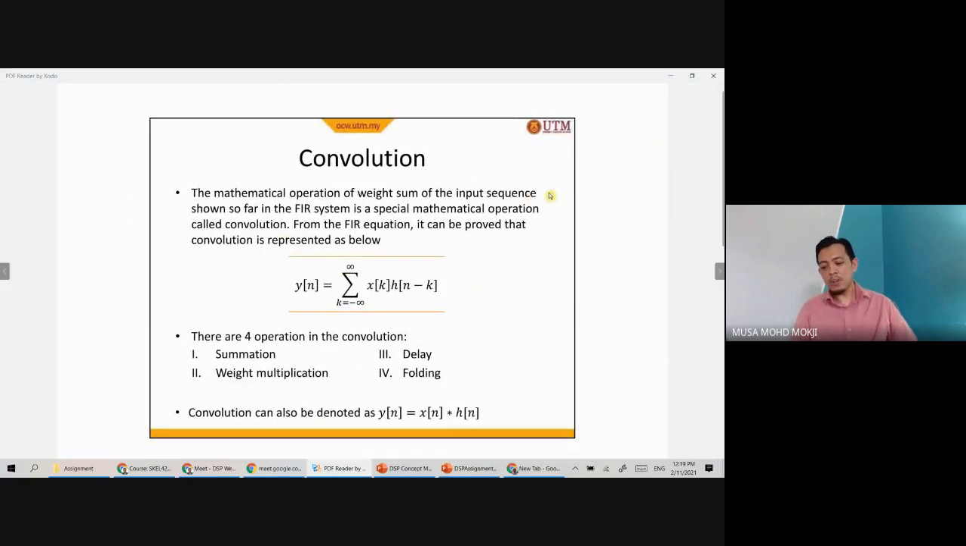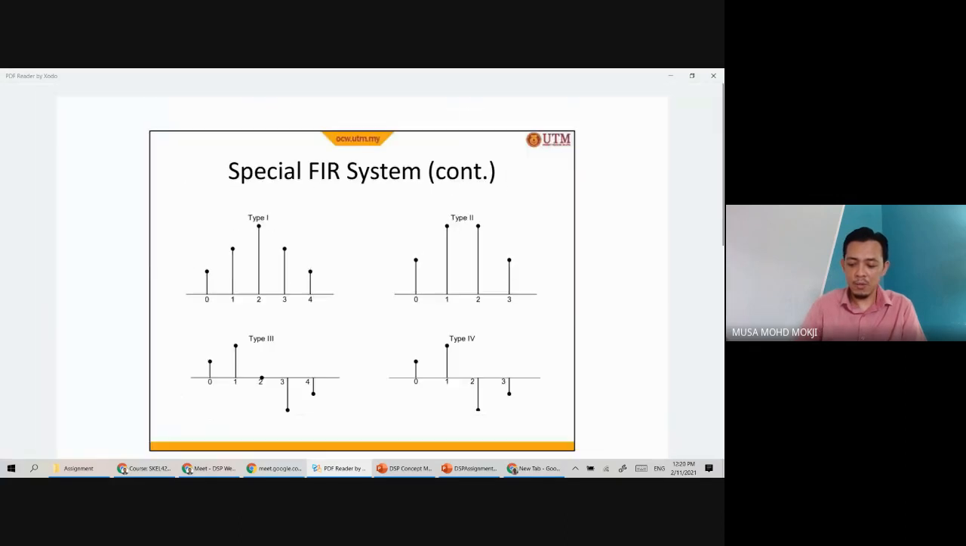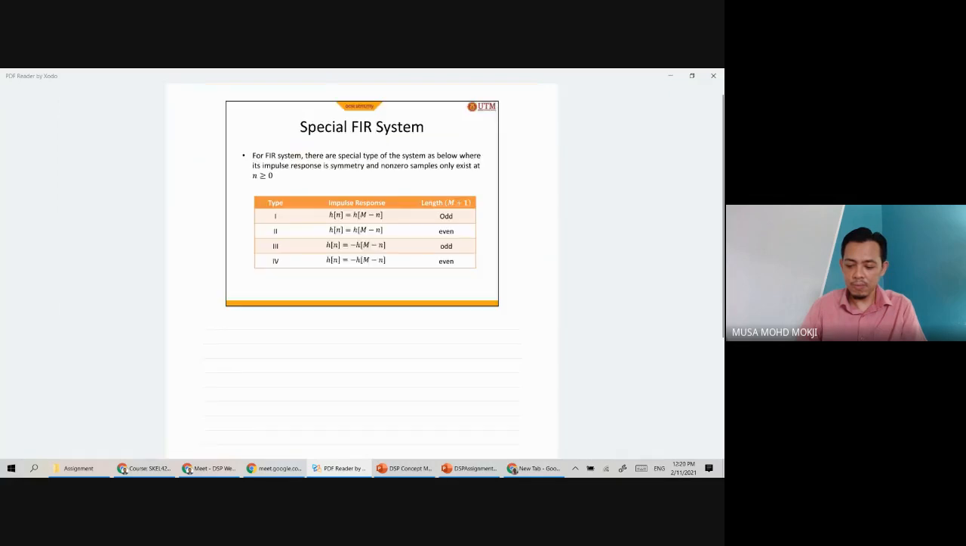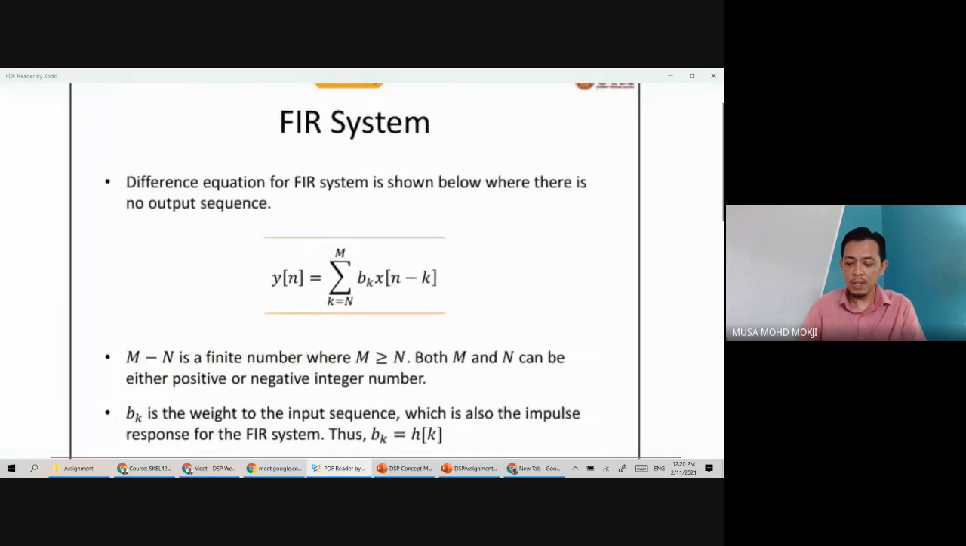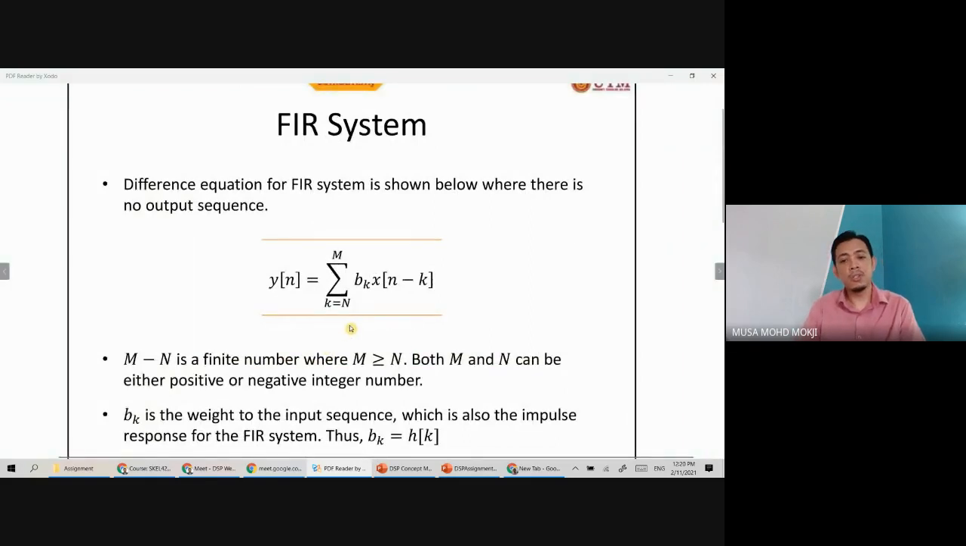So our next topic is what we call convolution. What is a convolution? It is the mathematical operation applied to the input sequence that we have shown so far in the FIR system. Let's get back to the general equation of FIR. Actually, this is convolution.